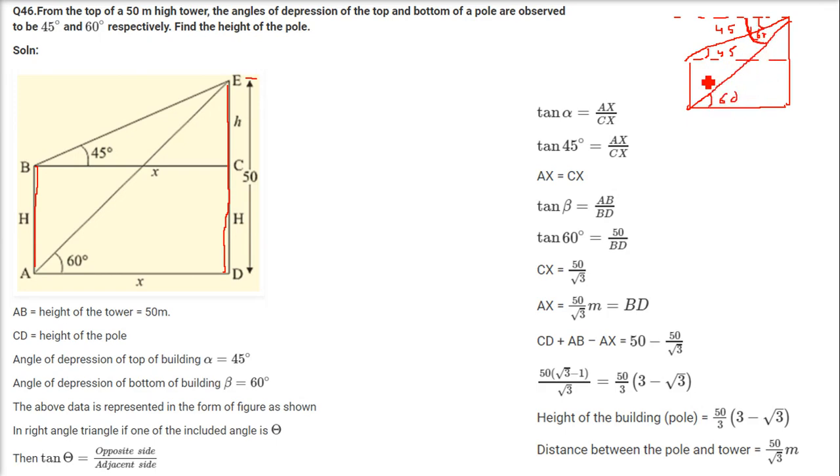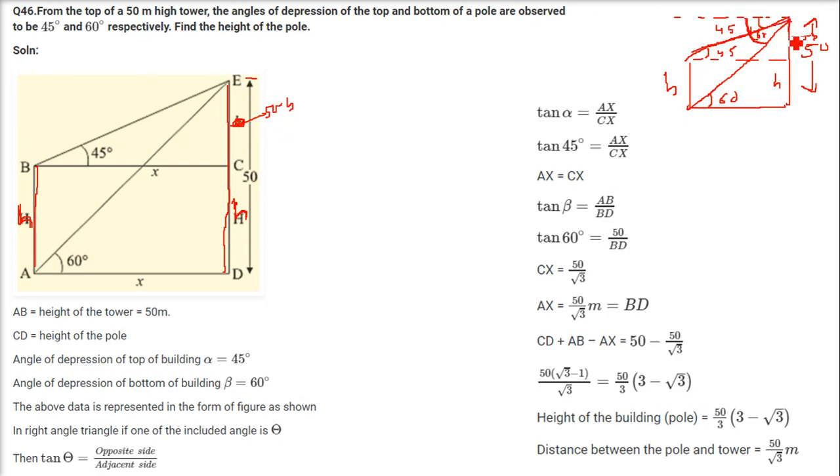Now the height of the tower, that is 50 meter, is given. We have to find the height of the pole. So let us assume this to be h. If this is h, this will also be h, and this will be 50 minus h, because we have assumed it to be small h, and this will also be small h. So I'm taking this as 50 minus h.